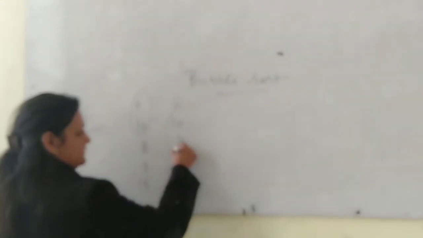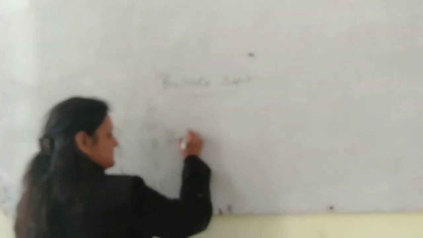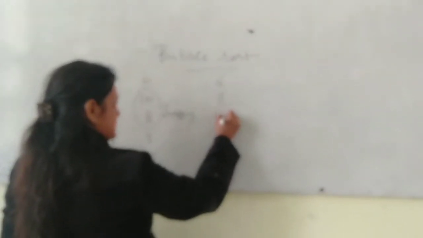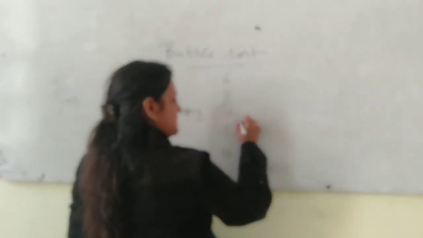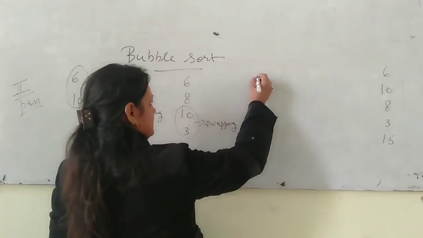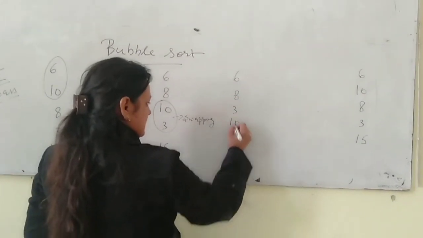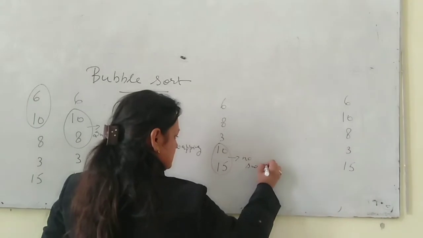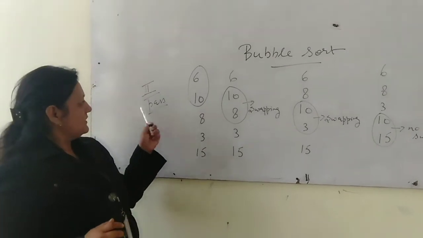Then which one is smaller? 8 is smaller, so swapping will take place. And then it would be 6, 8, 10, 3 and 15. Again they will be compared, and again swapping will take place. Then it would be 6, 8, 3, 10, 15. Again in this case there is no swapping now. Right? So this comes to be the second pass.